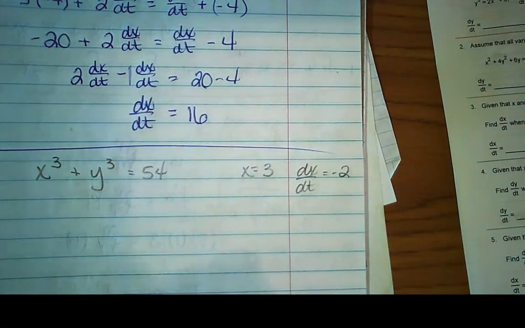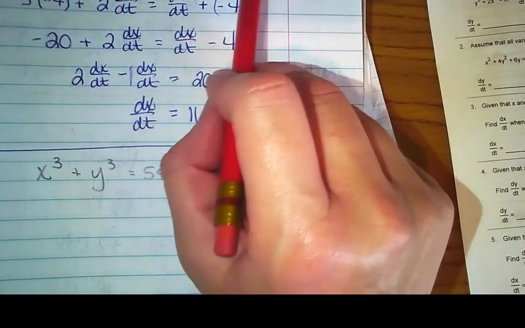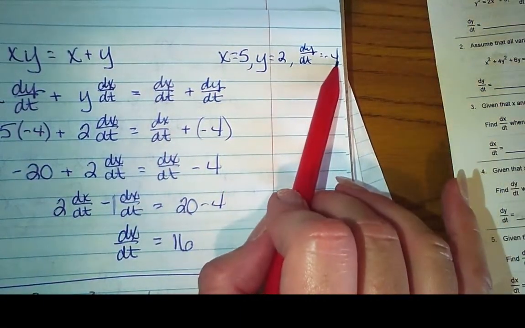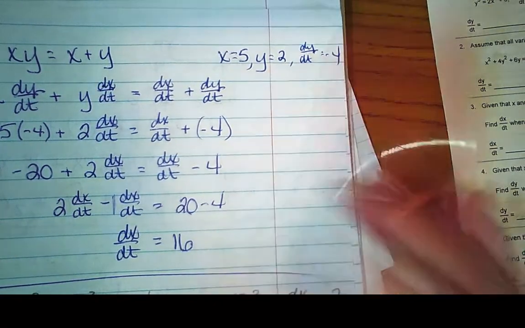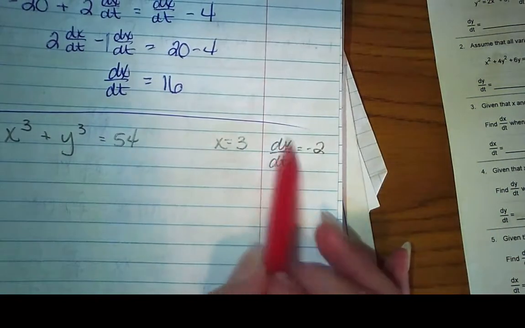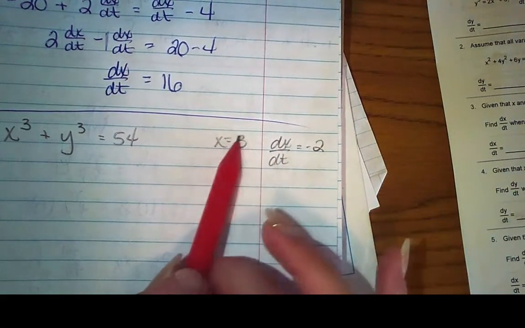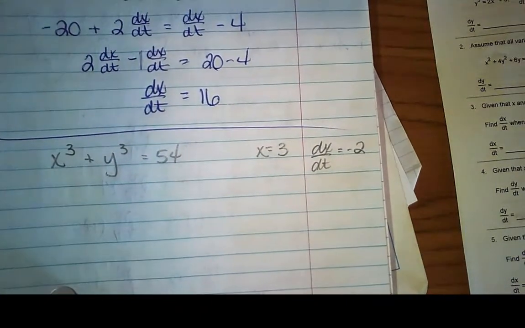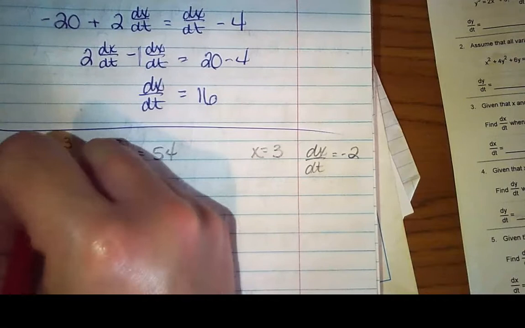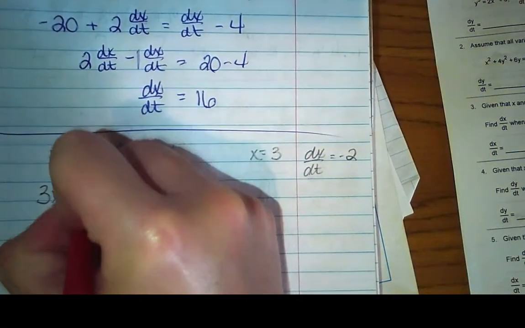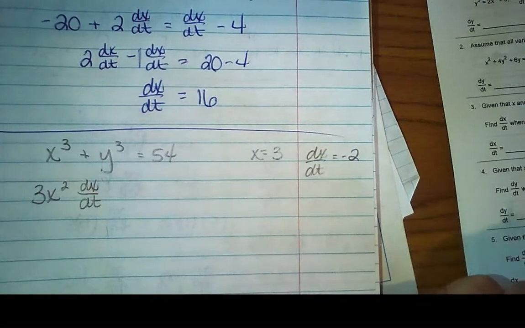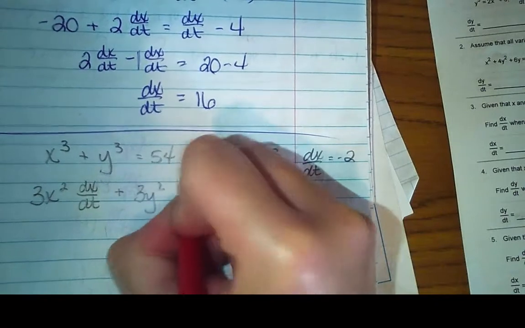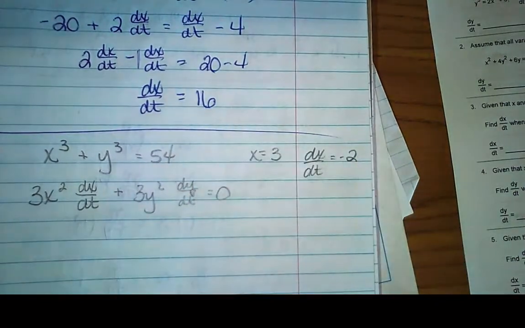Now, hopefully you've noticed that there's something missing, because so far I've been given an x value, a y value, and then one of the values of the derivatives, either dx/dt or dy/dt. On this one, I'm given one of the values of the derivatives, but I'm not given y. So we'll resolve that in a minute, but for right now, let's get the calculus out of the way. All right, so my derivative here is going to be 3x squared dx/dt, plus 3y squared dy/dt, and that's going to equal 0.